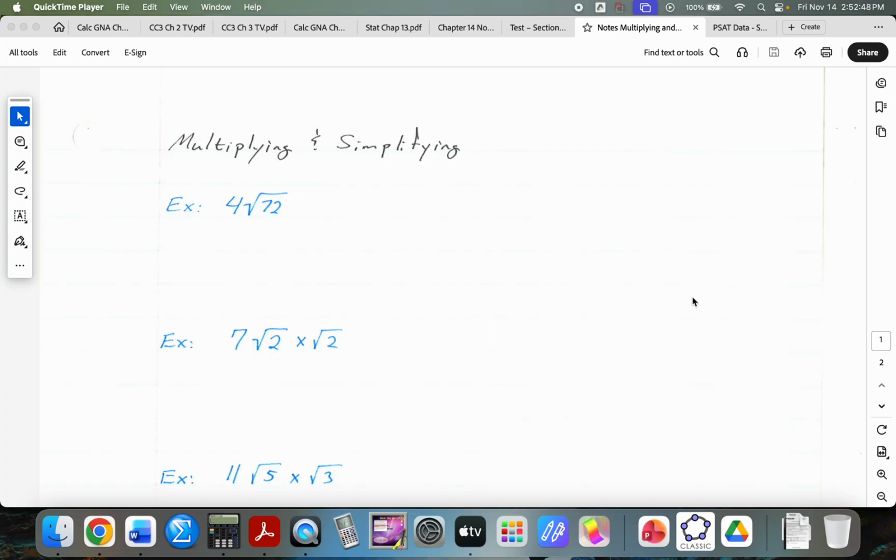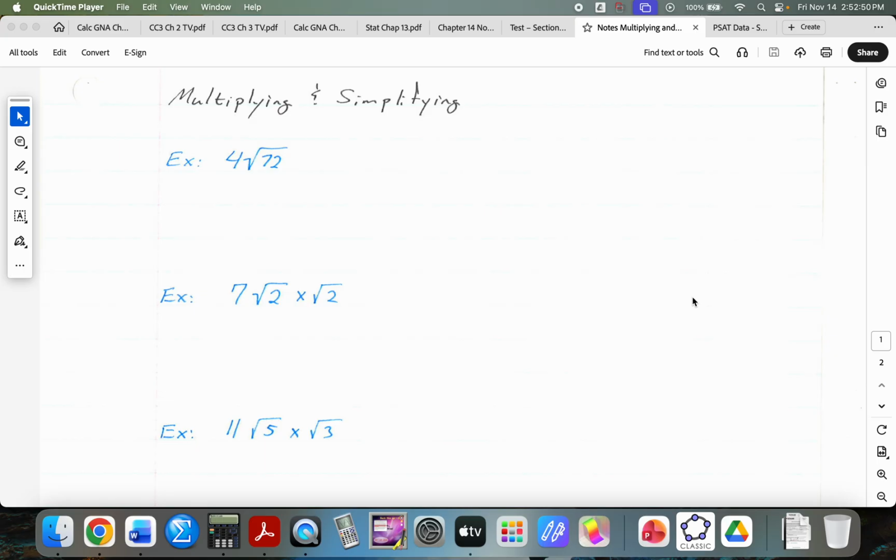So let's take a look at these problems. There's a couple of different types. You won't see this type very often, but you will see it occasionally. What we're going to do is simplify the square root of 72 and just multiply it by 4. So we're keeping the 4, but then we want to simplify the square root of 72.